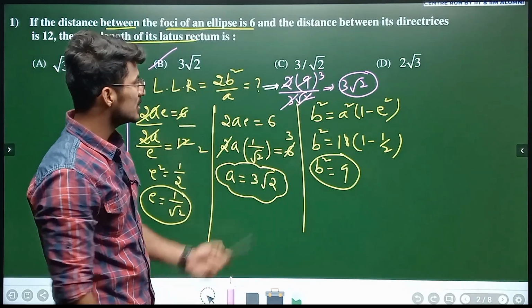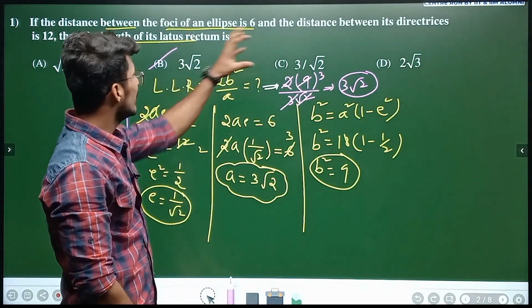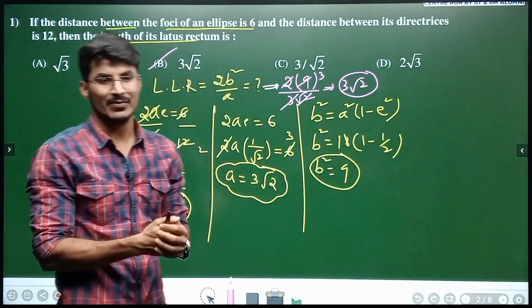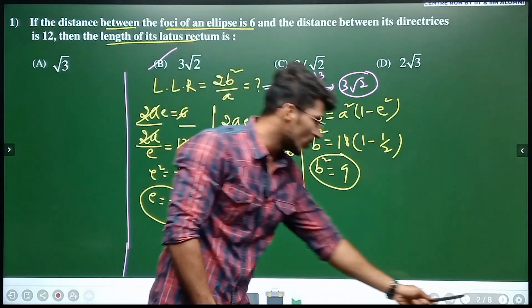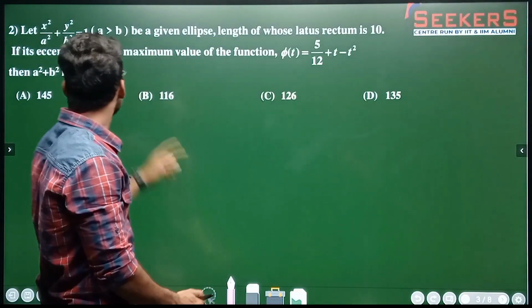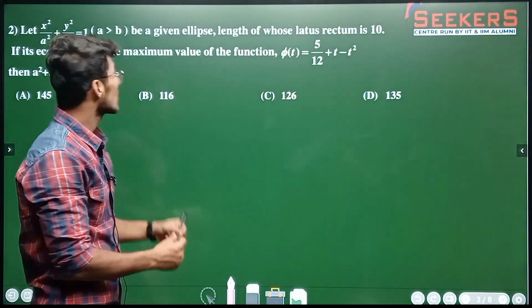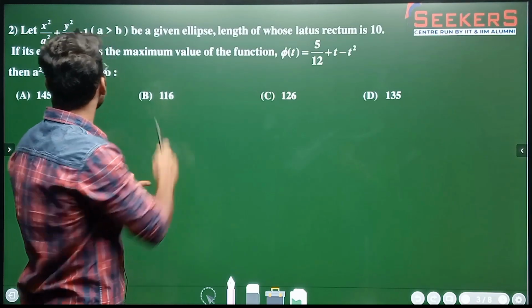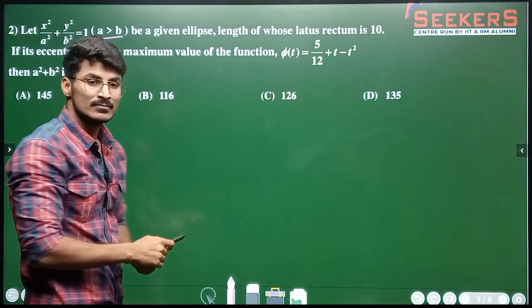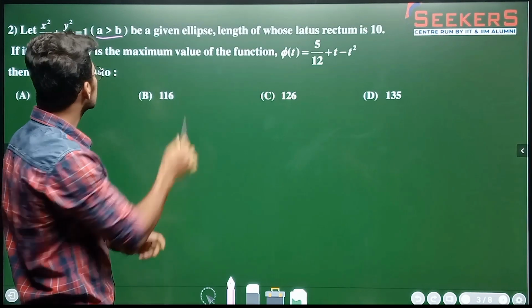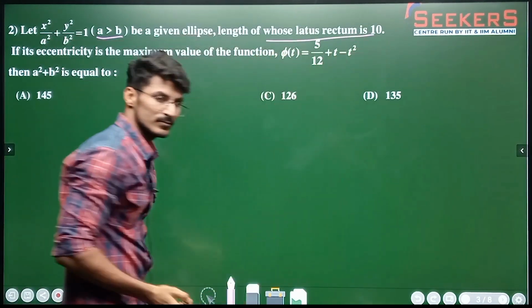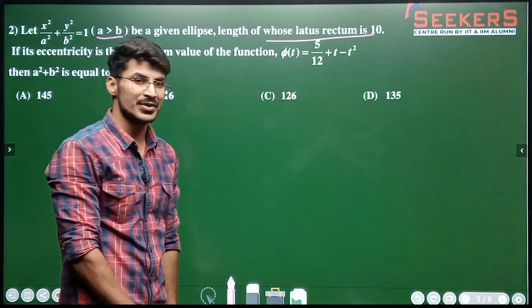So this is how you can solve a question given on the basis of distance between foci and distance between directrices. Now let us have a look at the second question. See what exactly he has given in the second question. x square by a square plus y square by b square is equal to 1, where a is greater than b. Then it is a horizontal ellipse. For the given ellipse, the length of latus rectum is 10. The length of latus rectum is given in this question.